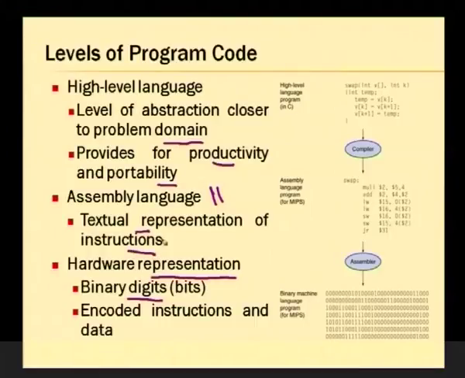If you look at the entire sequence of operations that take place, you will have a high level program, which is converted by means of a compiler into what is called an assembly language program, and that gets converted by means of an assembler into machine language. So this is the process that will actually take place.